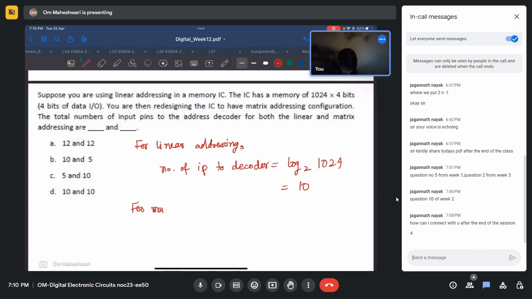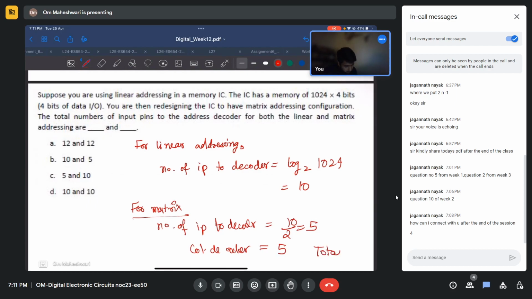For matrix, number of input to decoder is half of that, which is 10 by 2 equals to 5. And column decoder is also 5. So total is 10 again. So answer is 10 and 10. So both for linear and matrix decoding we need 10 and 10. Next.